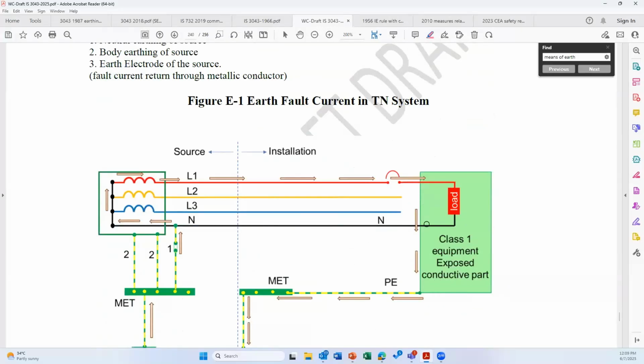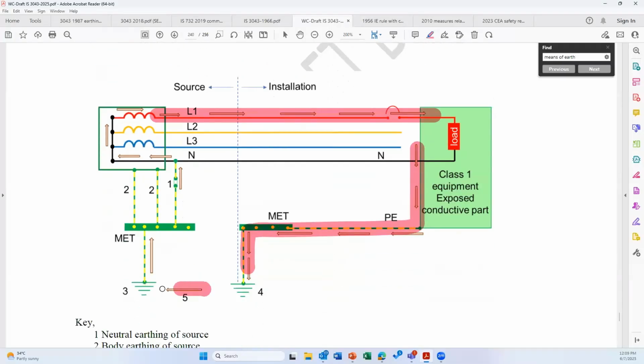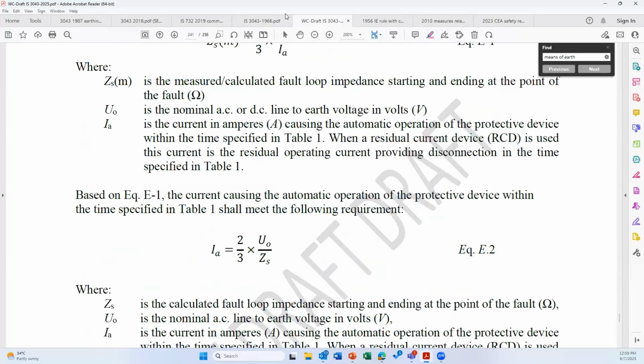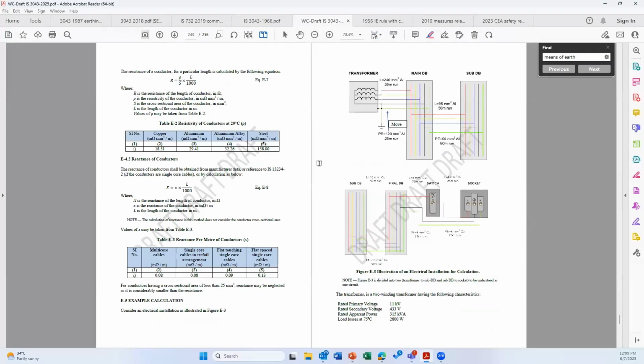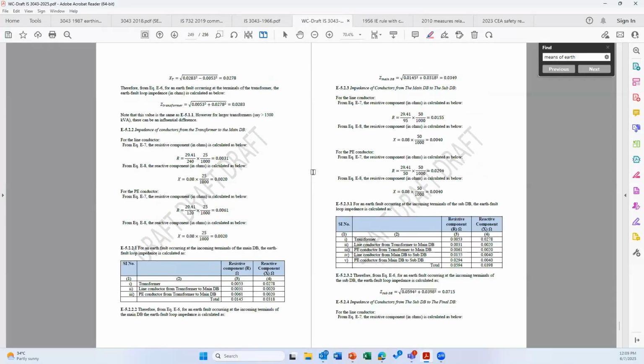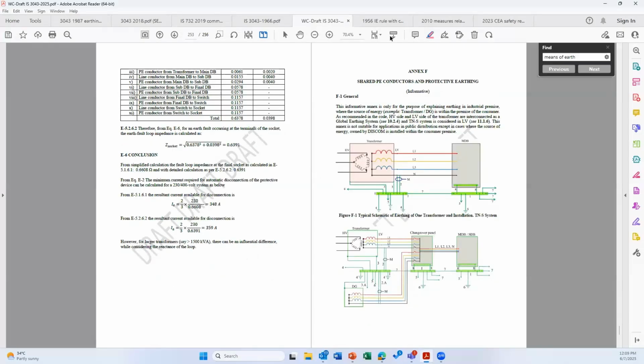In case of a TT system, you can see the fault current goes through the earth electrode, through the general mass of earth, and returns back to the source. So these figures are being included. Then a detailed calculation as an example is being included, because when you calculate the fault loop impedance, you have to consider the resistance and reactance of large conductors. For bigger size conductors, you should consider the resistance and reactance. A detailed example is being given.